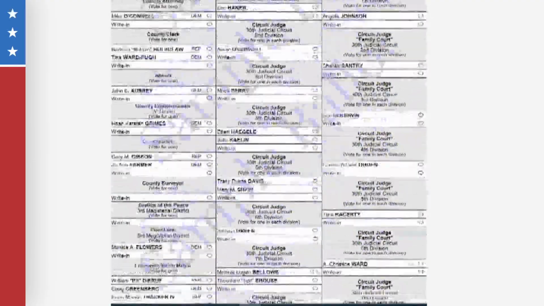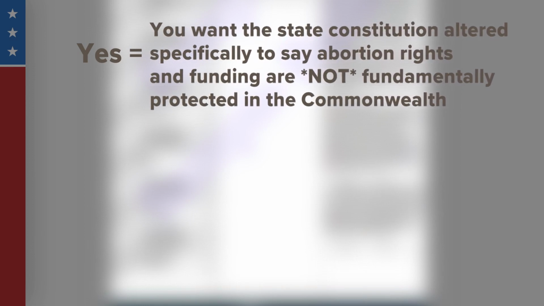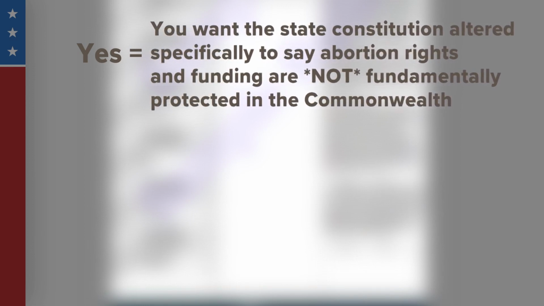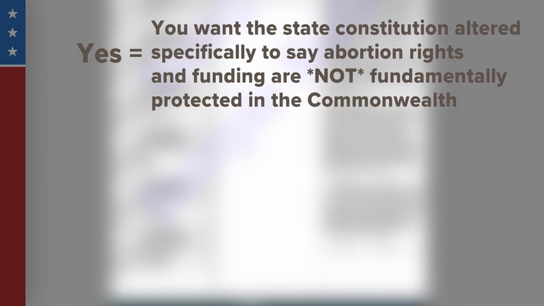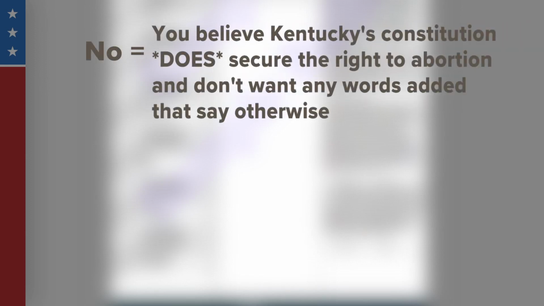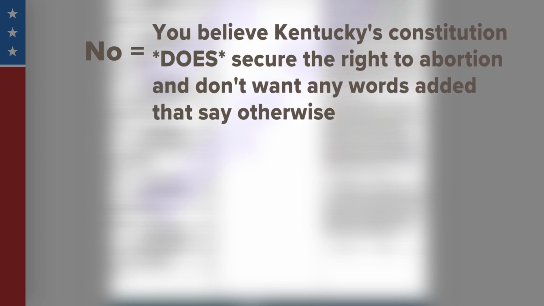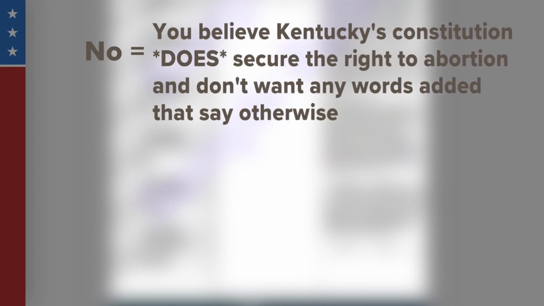To be clear, you're not voting on legalizing abortion itself. By checking yes, you're simply saying you want the state constitution altered, specifically to say abortion rights and funding are not fundamentally protected in the Commonwealth. This is what anti-abortion groups are pushing for. By voting no, you're saying you believe Kentucky's constitution does secure the right to abortion and do not want any words added that say otherwise. This is where pro-choice groups stand.